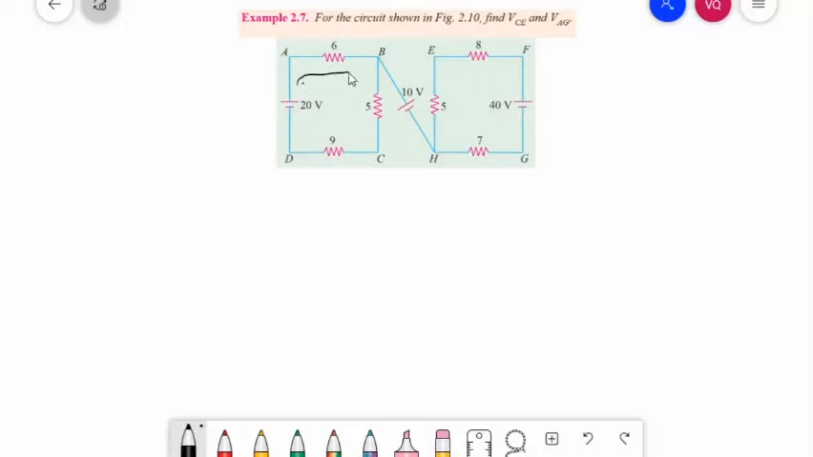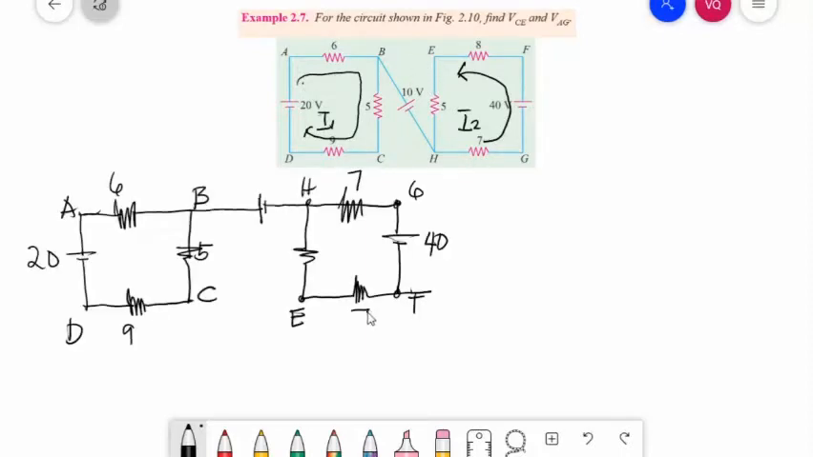it is clockwise. Since this is one circuit, we will name it I1. This one has its positive and negative here, so it is counterclockwise. Let's say this is I2. Then we will rewrite this circuit so you can see the direction of current in the middle.